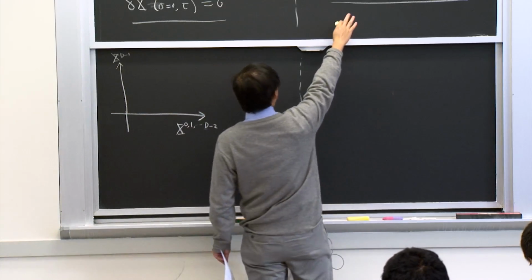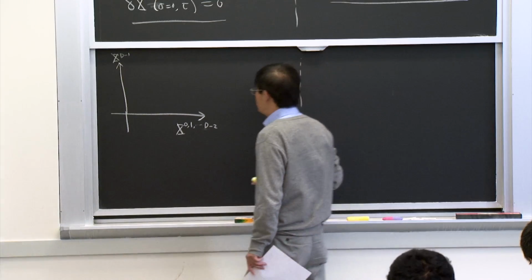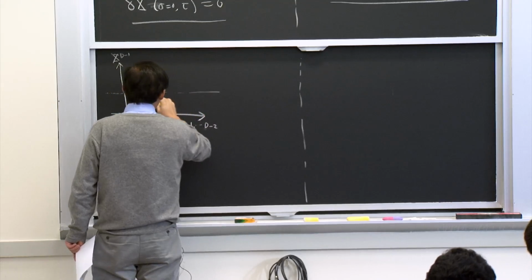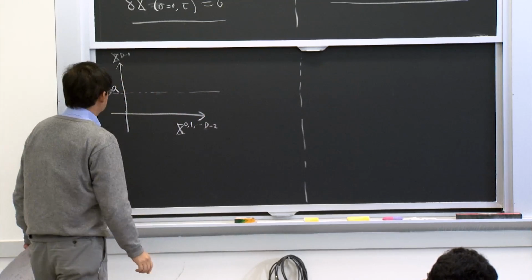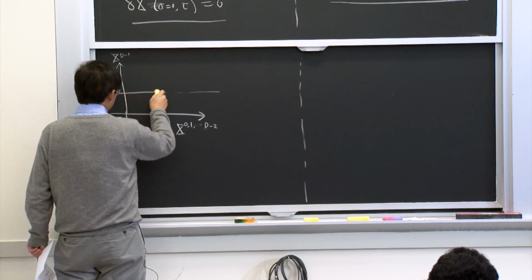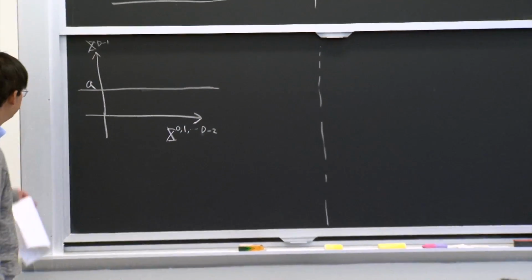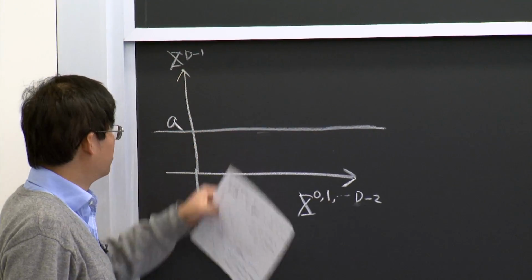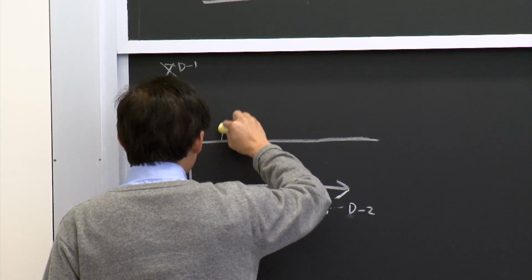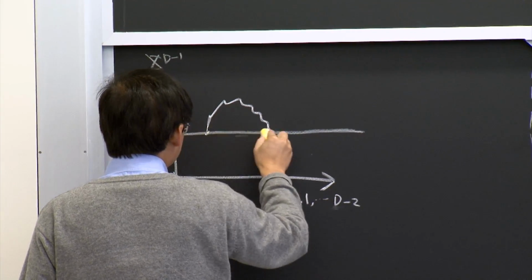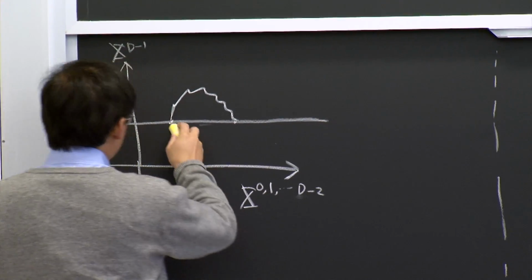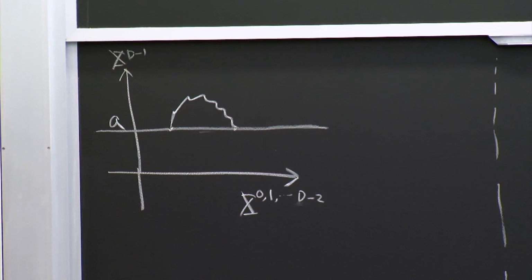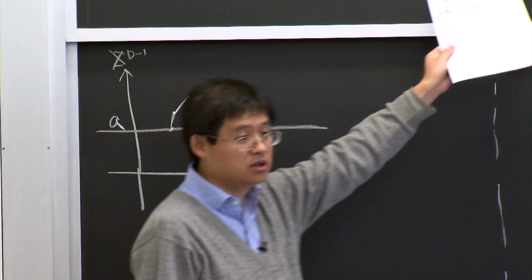Then the endpoint has x d minus 1 equal to a. So suppose this is the line of x equal to a. Suppose this is the hypersurface for x d minus 1 equal to a. Then that boundary condition tells you that for whatever open string, the motion of the endpoint must be restricted to this hypersurface. So that's geometrically what this condition means.